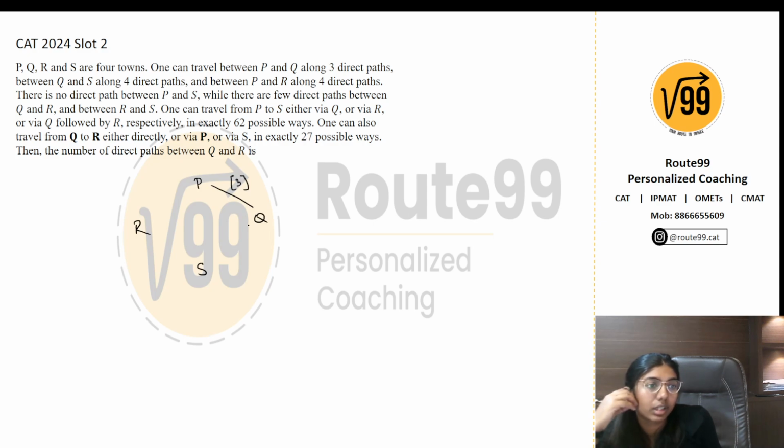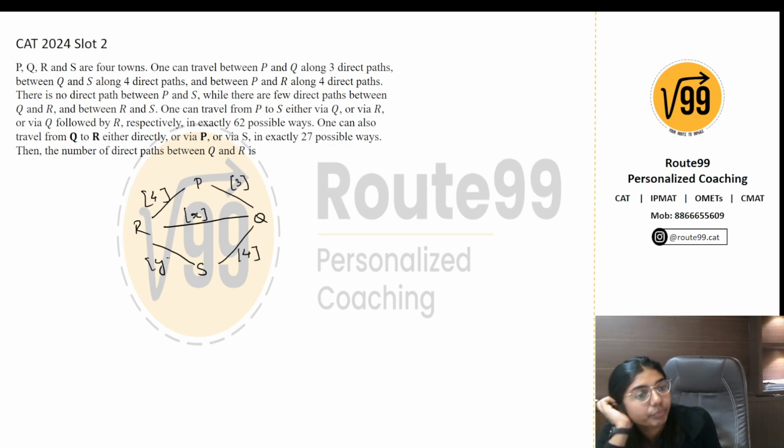Between Q and S we have four. Between P and R we have four direct paths, and there is no direct path between P and S. Okay, no problem. While there are a few paths between Q and R, let's call them X, and there are a few paths between R and S, let's call this Y.